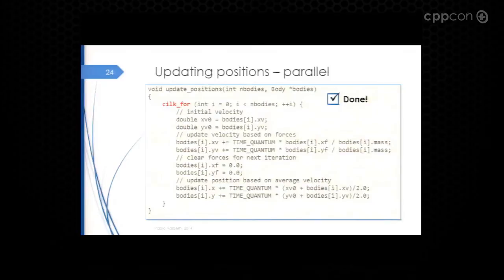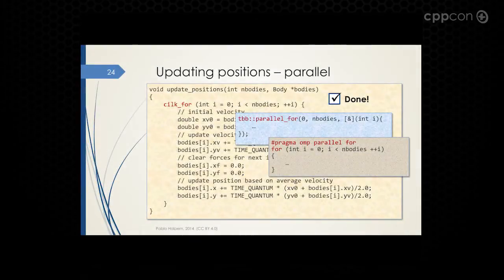Okay, so how do we parallelize this? Well, we change that loop from a serial loop to a parallel loop, and we're done. Okay, that was easy, right? Just to show that I'm not chauvinistic about it, this is how you do the same thing in TBB and in OpenMP. Simple parallel loop.